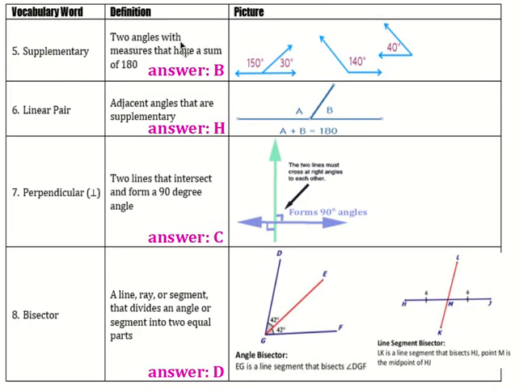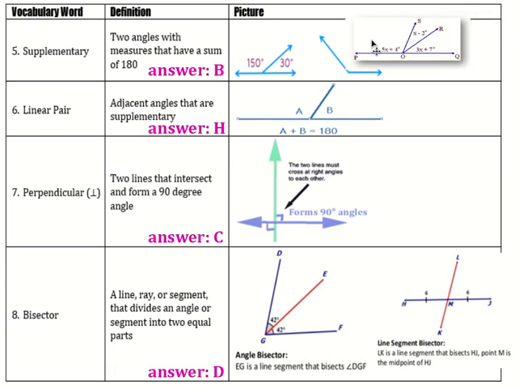Supplementary angles are two or more angles with measures that have a sum of 180, which match answer B. Here we have also a linear pair, which we're going to talk about in a second. And then again, just like the complementary, they don't have to be side by side. They can be separate. We usually see it like the first picture though.